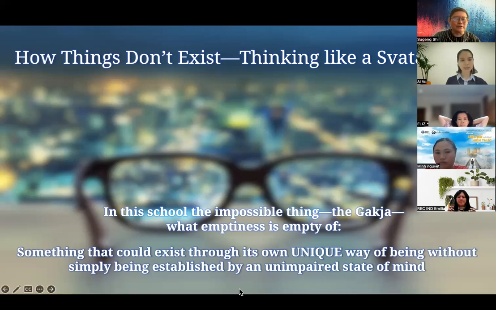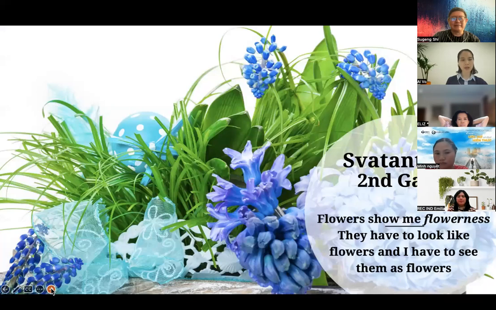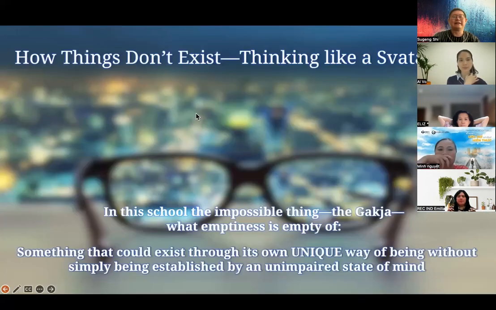Okay, so if you want to look at the numbers, right? When I say that it has to appear to you and you need to see it with an unimpaired mind, it implies 50-50. 50% it has to appear to your eyes. 50% you have to look at it with an unimpaired mind. The Gakcha says it exists through its own unique way without us looking at it. It means it's 100% here and 0% here.